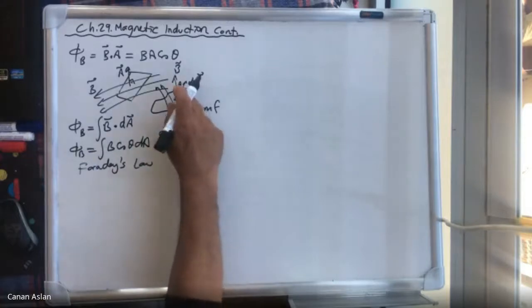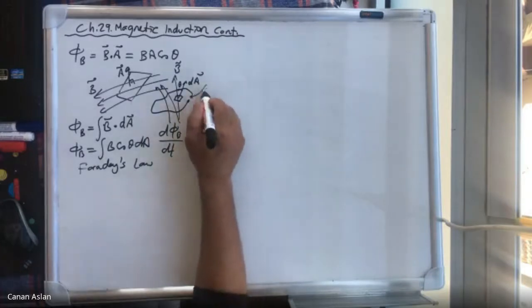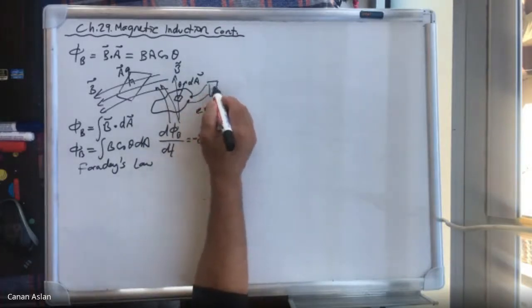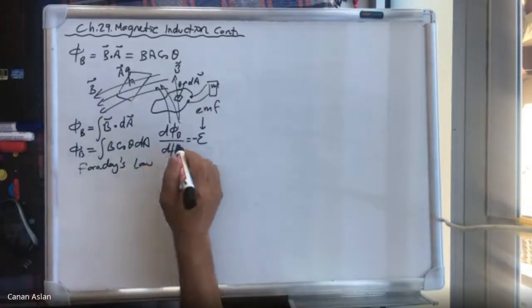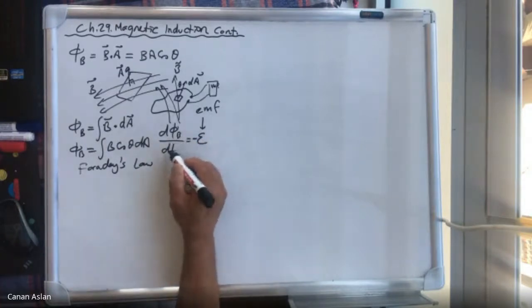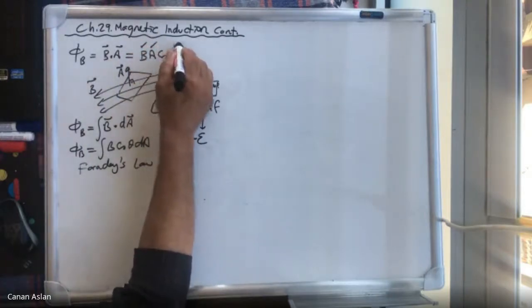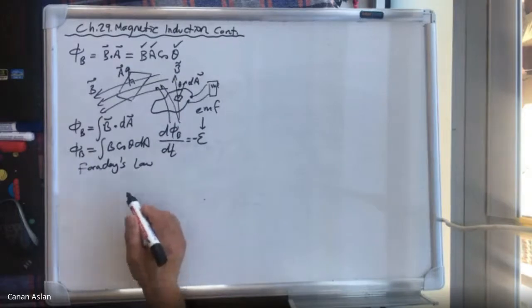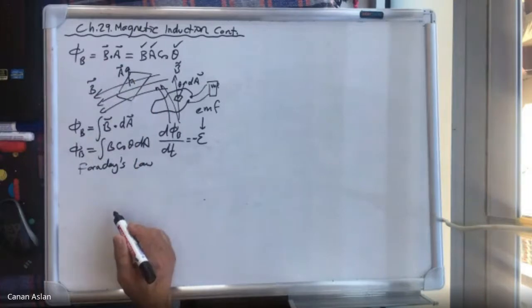Basically, if we have these two points open and connected to a multimeter to measure the voltage across it, we will see that there is a voltage only when this magnetic flux changes in time. So how can we change the magnetic flux in time? As you see, the magnetic flux is given by the magnetic field, the area, and also the cosine of the angle. So if we change any one of those, then the magnetic flux will be changing in time.